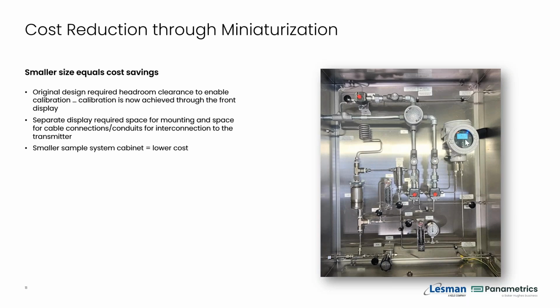Now all of your calibration is done from the front keypad, requiring less space on the top of the transmitter. And without a second display, and without the conduits having to connect it, it really does help in terms of the footprint on the plate. And space is money. So all of this, a smaller cabinet for the sample system and less headroom required for the transmitter, all comes together to give you a lot less real estate on the plate, a smaller box, and lower cost.